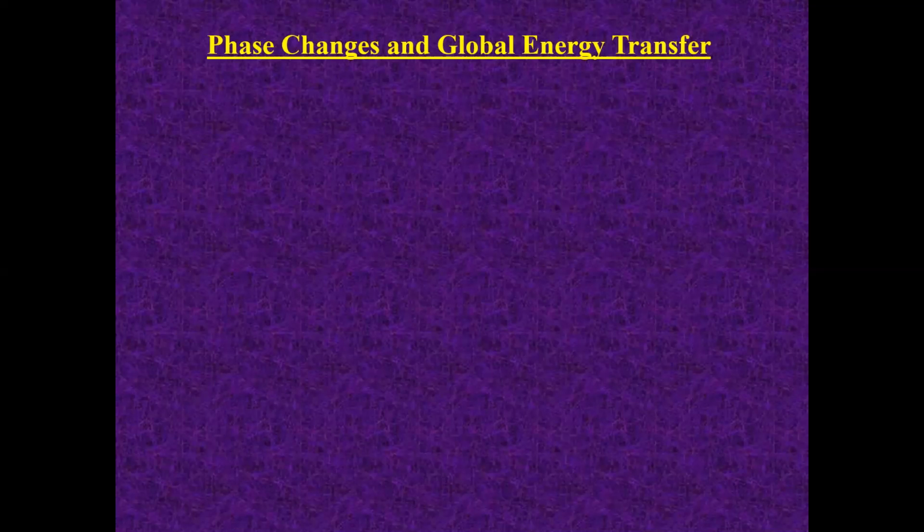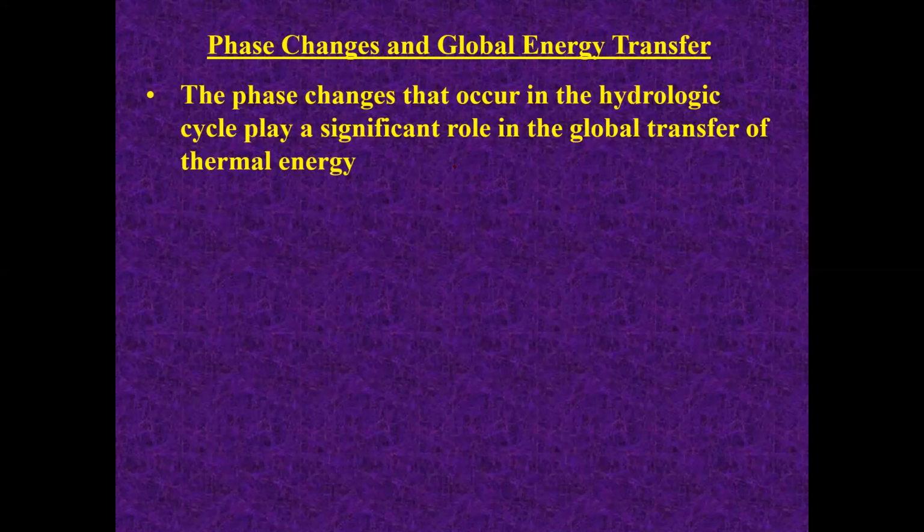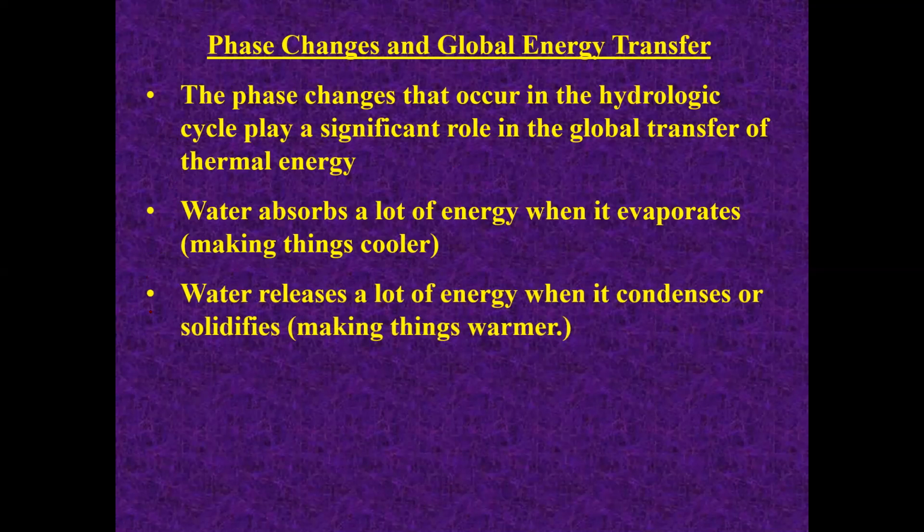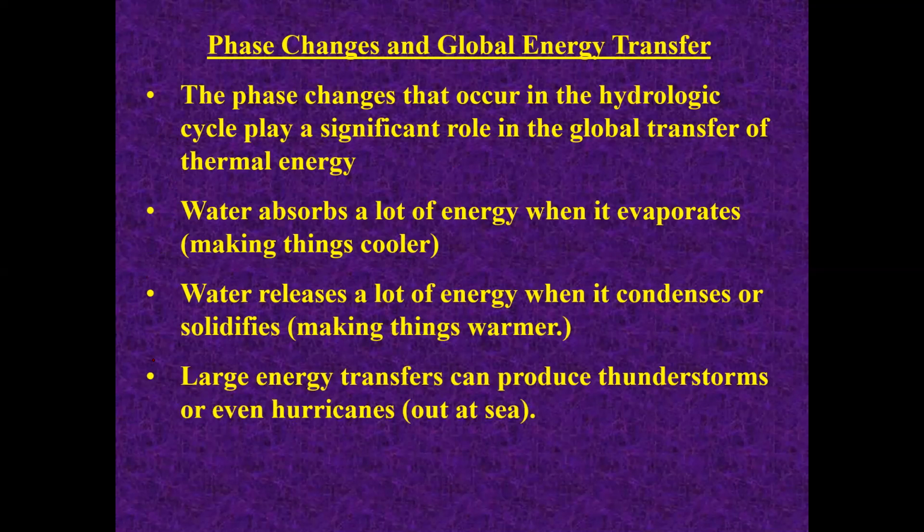Phase changes and global energy transfer. So phase changes that occur in the hydrological place. Have we covered this? Water absorbs a lot of energy when it evaporates. Water releases a lot of energy when it condenses. Large energy transfers can produce thunderstorms, even hurricanes. Okay, this is where we are.